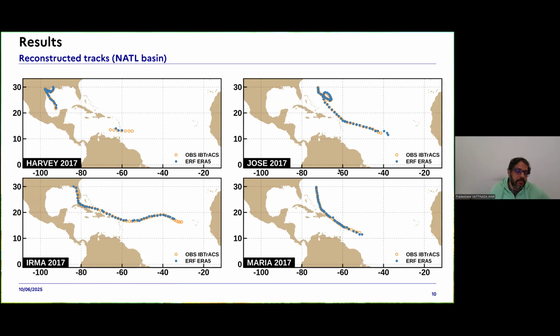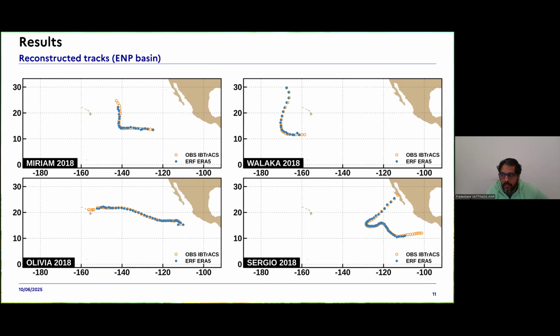Here I just showed you some examples of tracks I have detected with my random forest. You can see that even with very particular tracks, with this kind of loops here, you can do a quite nice job in reconstructing the track. And for both basins, here you have the Eastern North Pacific.